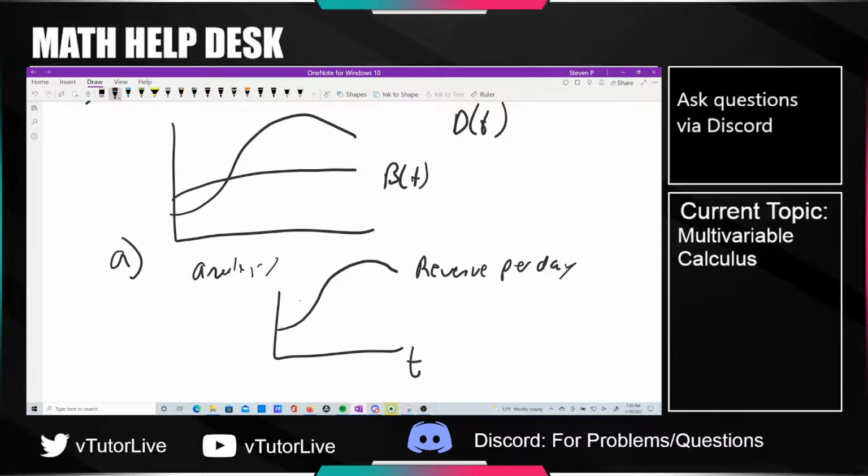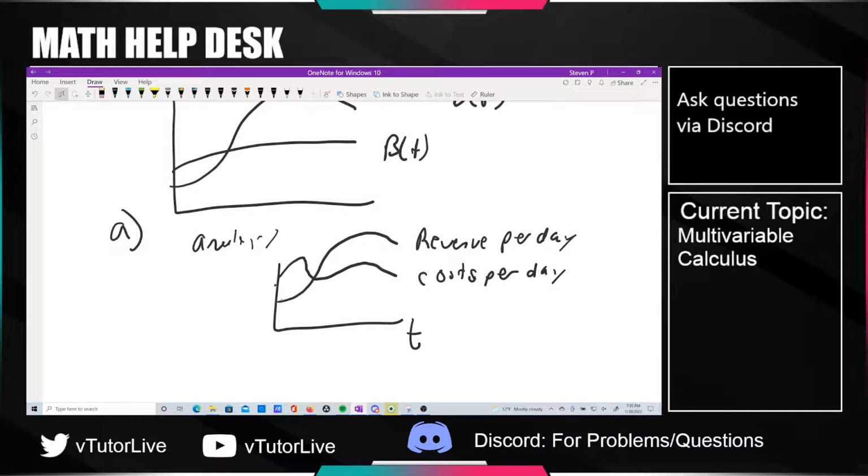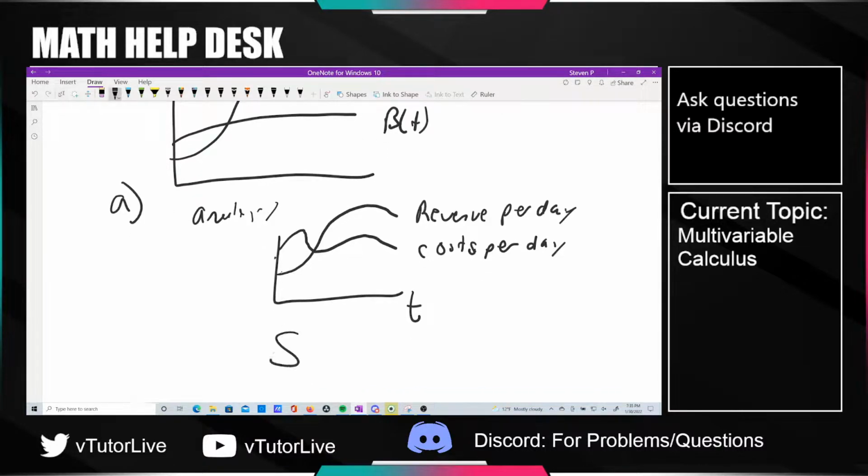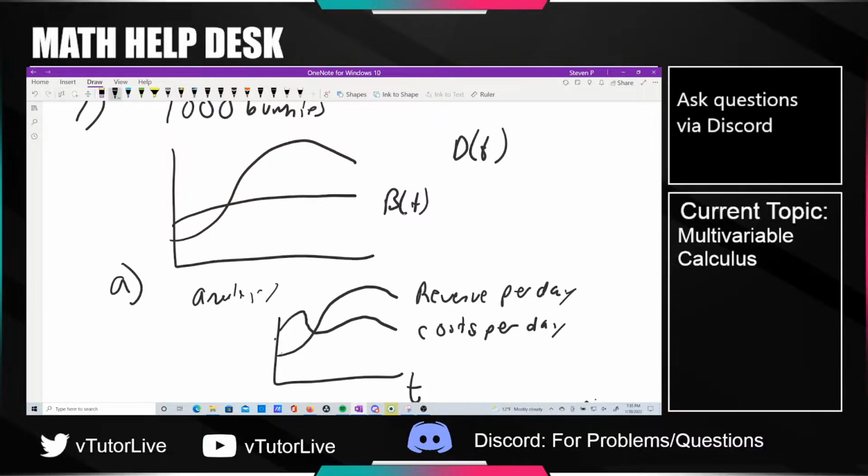And the x-axis is time. And then there was some other value, costs per day. Well, the integral of the difference would just be my total net profit or net loss, right? The integral of revenue minus cost is just equal to total profit or loss. So the same idea should be applicable to the rabbit population.